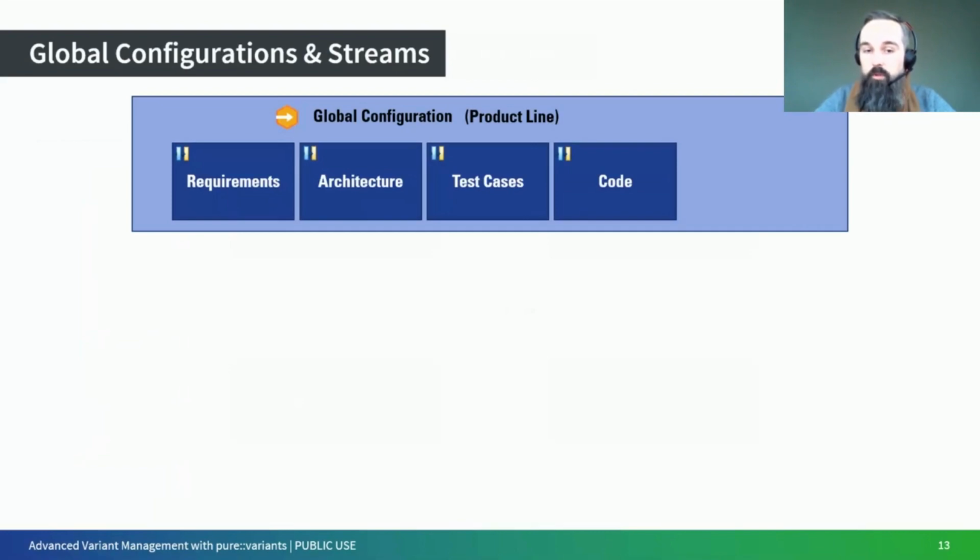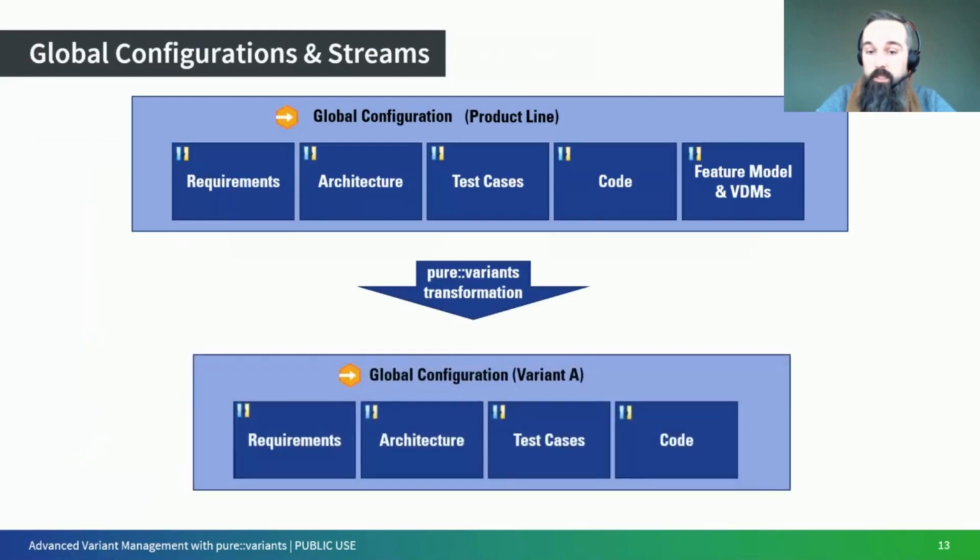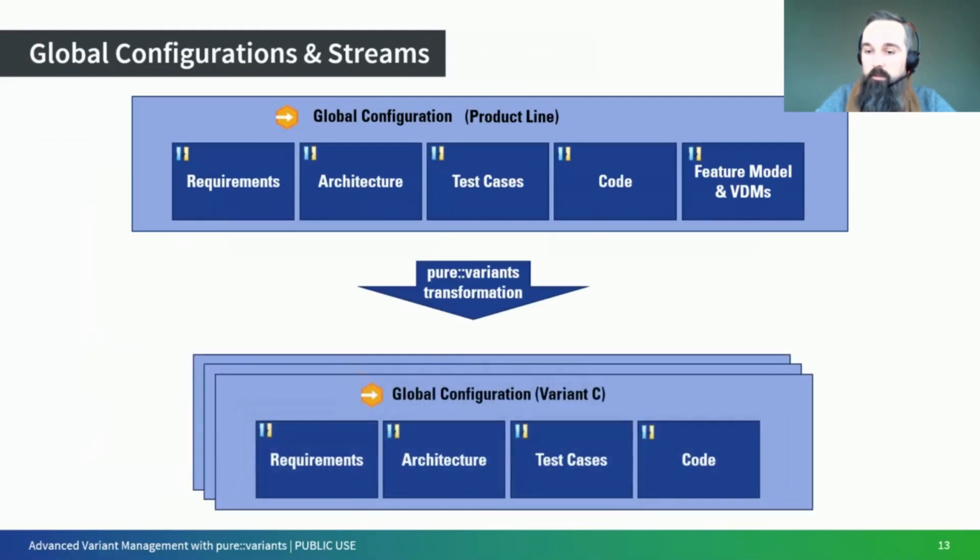To track the evolution of your feature models and variant models, you can make them part of a global configuration. So feature models and variant models managed in a Pure Variants model server can show up as a Pure Variants stream in a global configuration in IBM ELM. On the other hand, Pure Variants can generate variant-specific streams and global configurations out of a global configuration and streams that are holding your domain assets, your reusable assets. This gives you full control over the evolution of your engineering assets across time and across product variants.